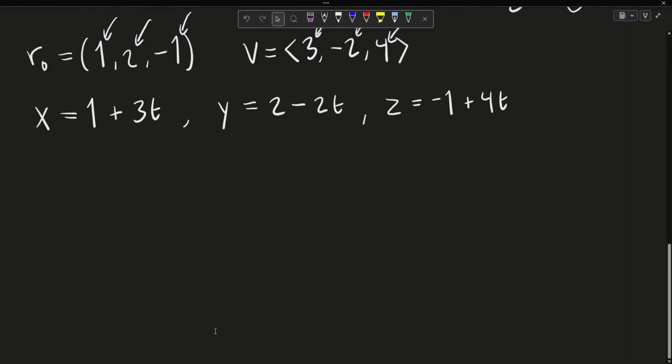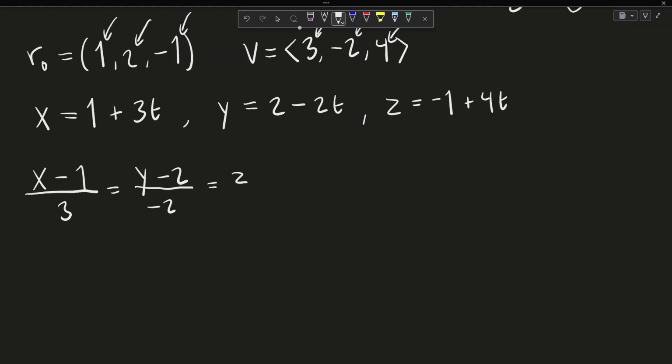So what we'll do is we'll write this as x minus 1, which is the first x value in r naught, over a, which is 3, equals y minus 2, which is the second value in r naught, over -2, equals z plus 1. And take note that since this is a negative value, as the third entry in r naught, if we do minus a negative value, we add. So we have z plus 1 over 4. And this is how we represent our value symmetrically.